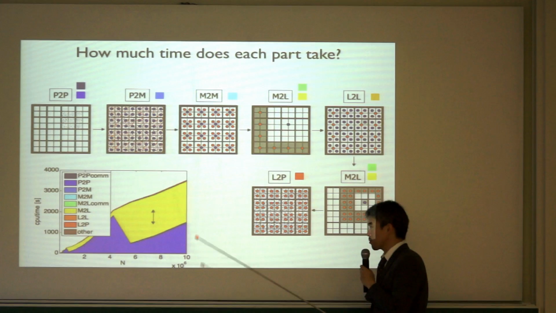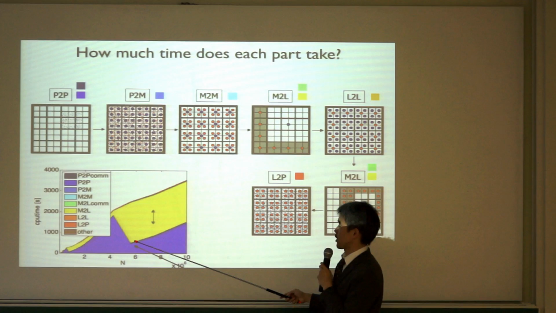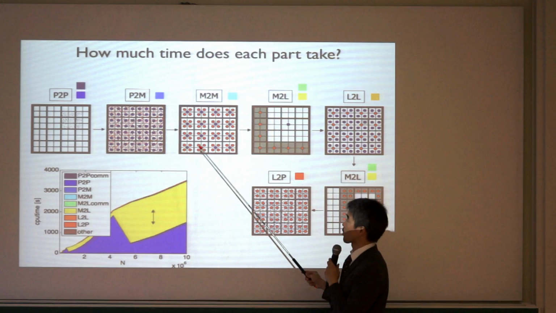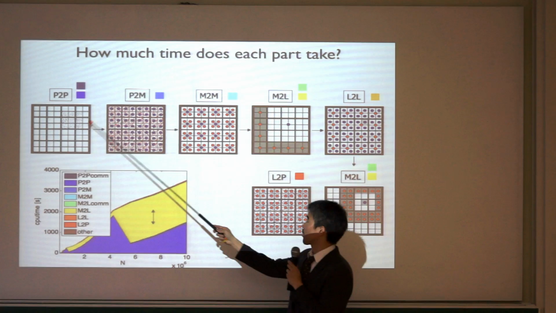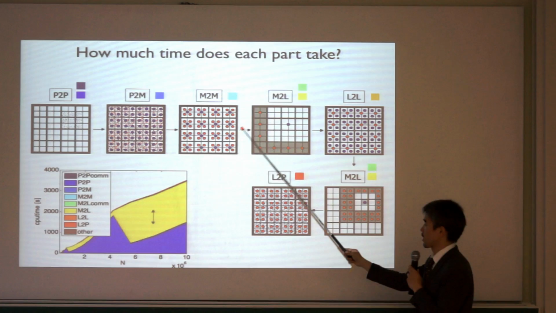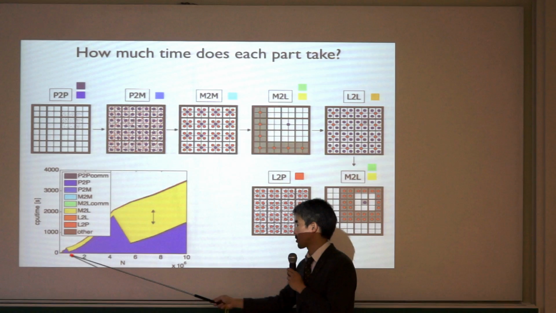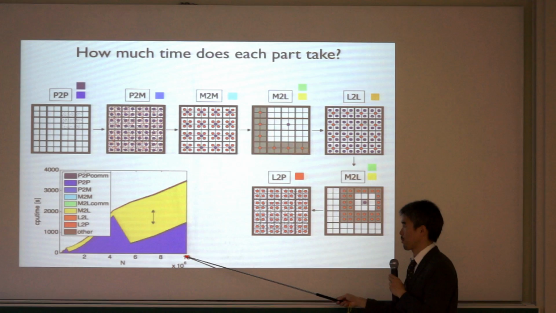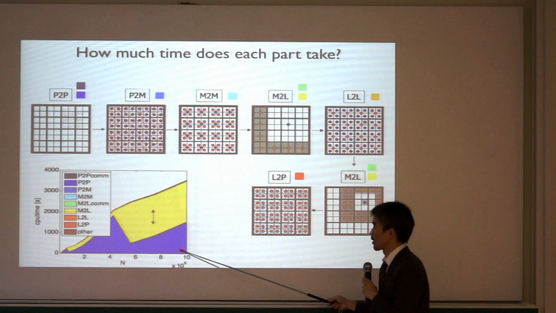Now I'm gonna give you some timing results for an actual run. So you have the P2P kernel, P2M, M2M, M2L. Say that you run all these things, and you increase n, the number of particles. So you start from a very small number, and you go to something like 10 times 10 to the 6, so it's like 10 million particles.